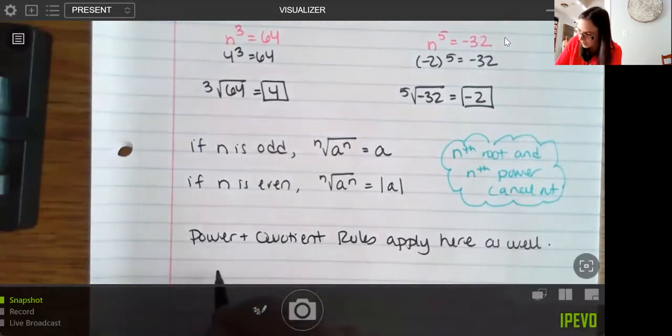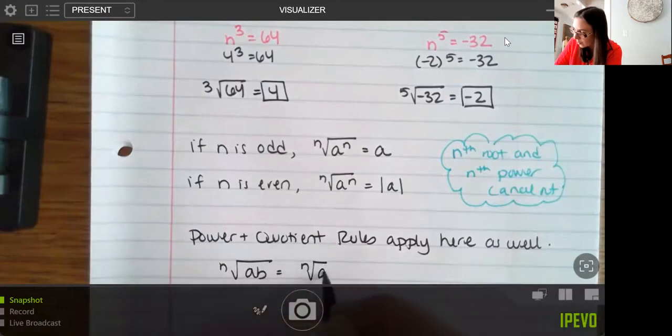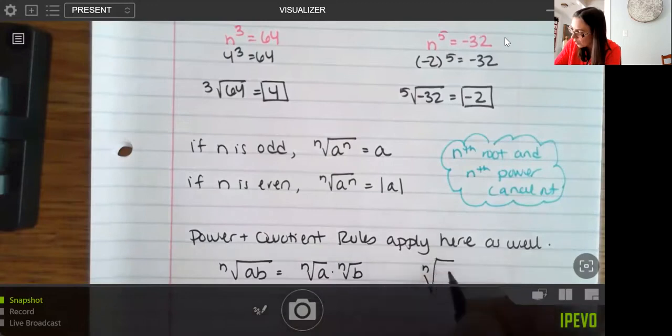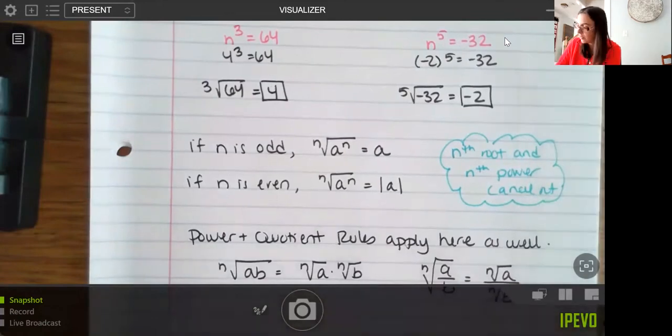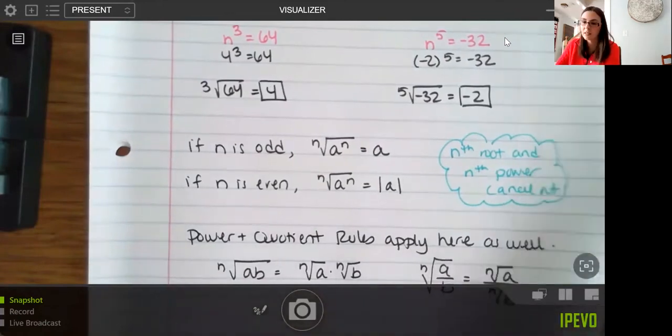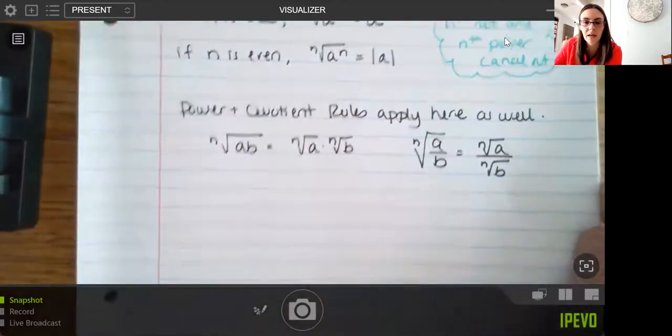So for instance, if you have the nth root of a times b, you can go ahead and split that or bring it back together. Or if you have the nth root of a over b, again, you can go ahead and split that or bring it back together. And of course, assuming here that b is not 0, this denominator. Let's move that up so you guys can see that.